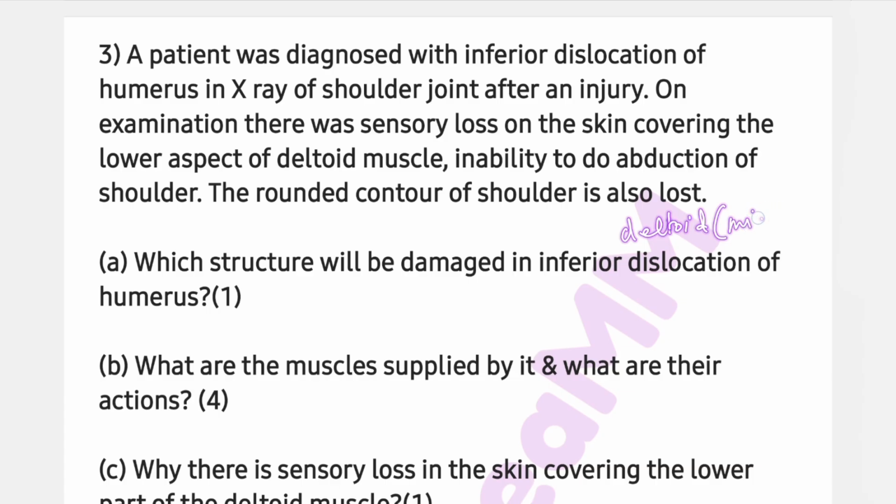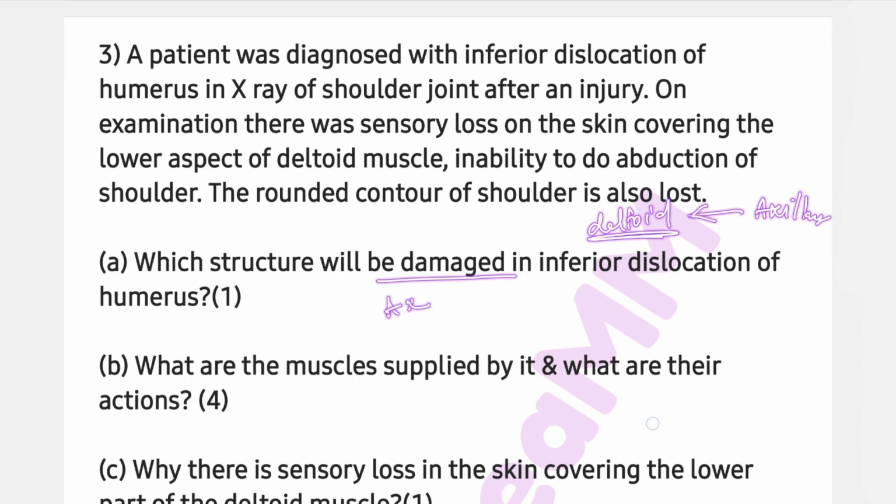middle fibers. Okay, deltoid middle fibers help in the abduction of shoulder. It is the most major one, most important one in the abduction of shoulder. If it is not there, you will not be able to abduct. So you have to now know which nerve supplies deltoid. Which nerve supplies deltoid? If you see, it is axillary nerve. So which structure is affected here?